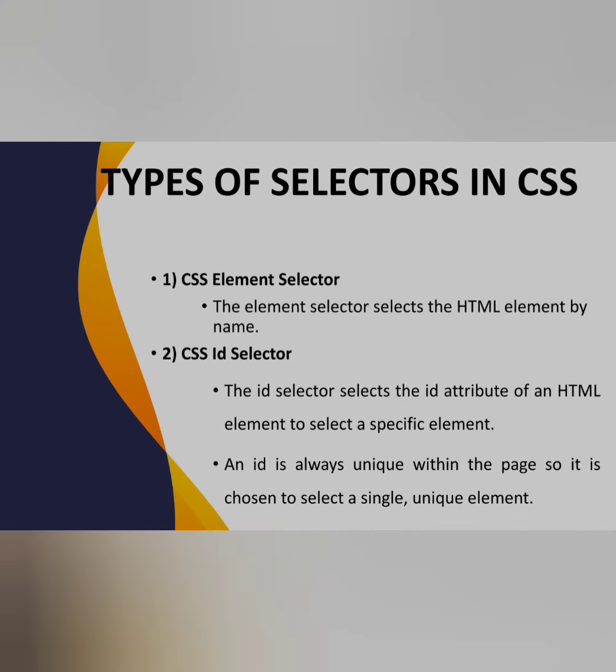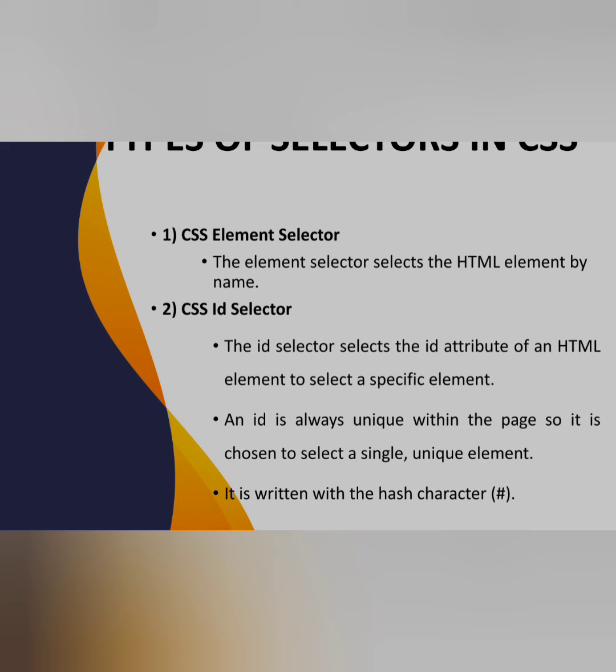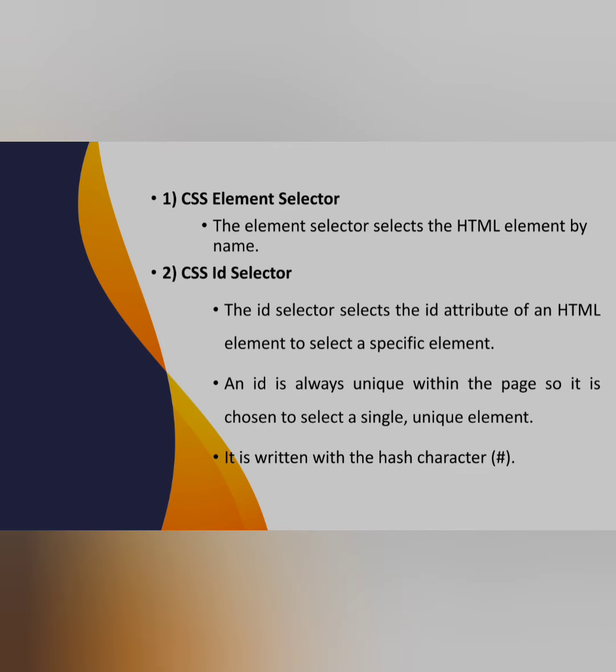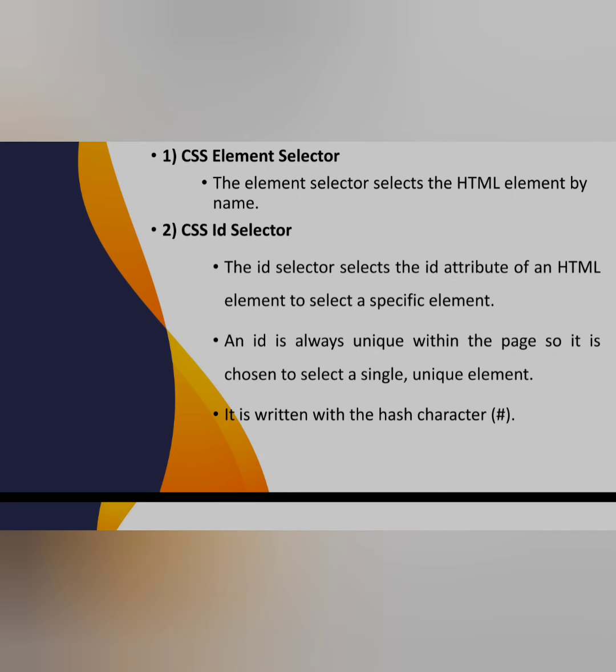Types of selectors in CSS. CSS element selector. The element selector selects HTML elements by name. Then the ID selector. The ID selector uses the ID attribute of an HTML element to select a specific element. An ID is always unique within the page, so it is chosen to select a single and unique element. It is written with the hash character.